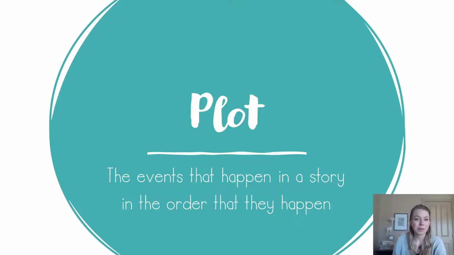All right, next up, plot. The events that happen in a story, here's the second most important part though, in the order that they happen. If you're not talking about the events in order, it's not plot. It's just random things that happen in a story. But as soon as you put them in the right sequence that they happen in the story, then you're talking plot.